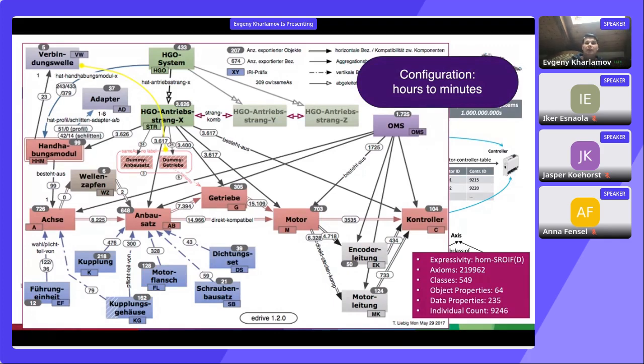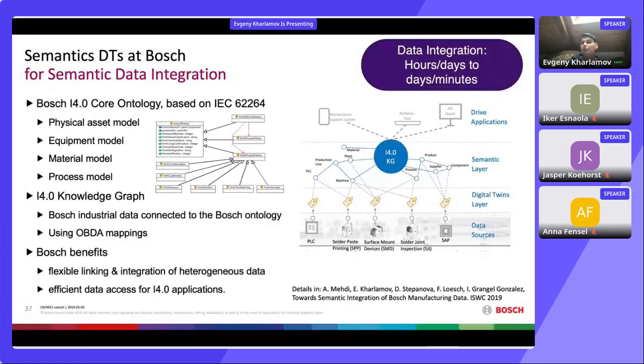In Bosch, we also use ontologies in various ways, for example, for data integration on top of manufacturing data. And the semantic data integration helps to put data together, going from days to minutes.